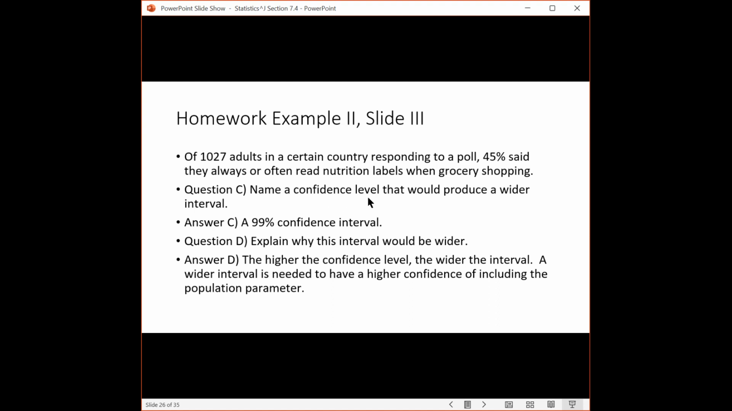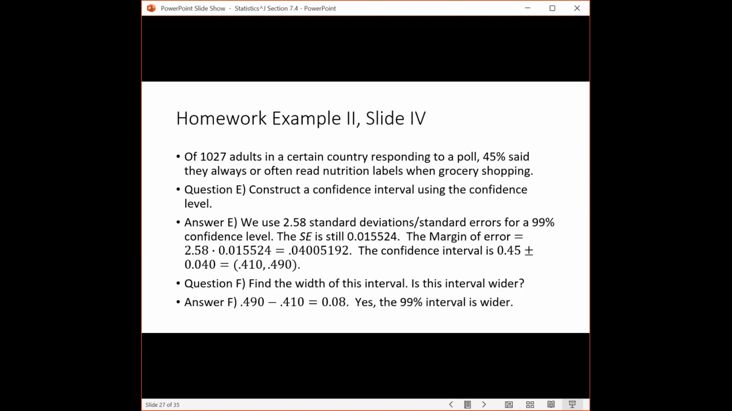What is an example confidence level that produces a wider interval? How about a 99% confidence interval, which would produce a wider interval than a 95%? Explain why this would be wider. That's what I was just doing. The higher the confidence level, the wider the interval. The reason is to increase the probability that you've captured or included the population parameter. You need a bigger interval to have a higher likelihood of capturing it.